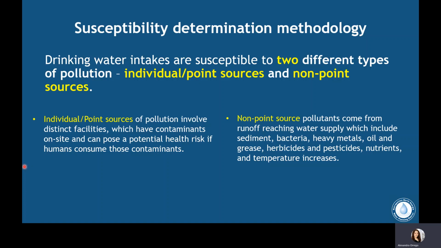Individual sources involve distinct facilities which have contaminants on site and can pose a potential health risk if humans consume those contaminants. And then non-point source comes from runoff reaching the water supply. The way we quantify and assess the different potential pollution types differ. First, we'll discuss individual source susceptibility determination on the next slide.